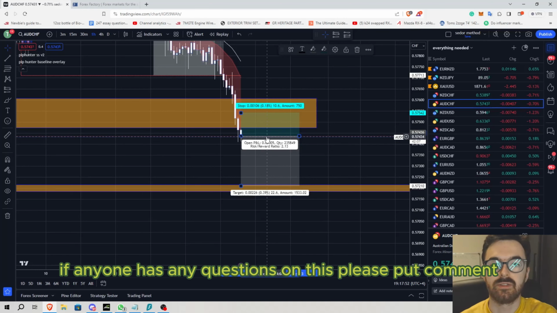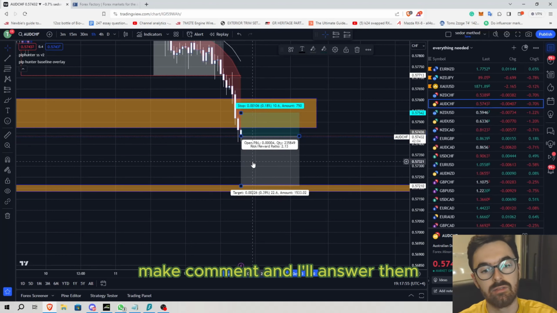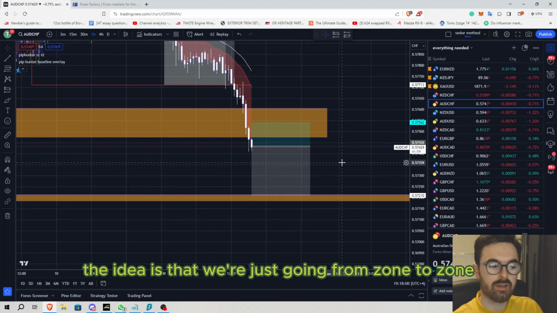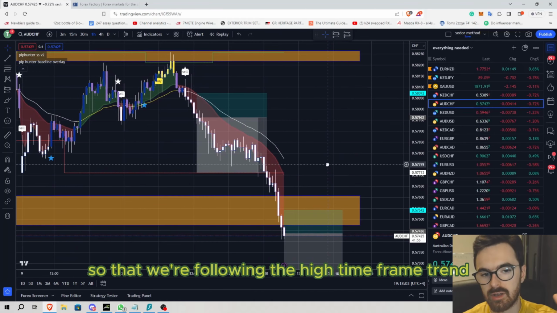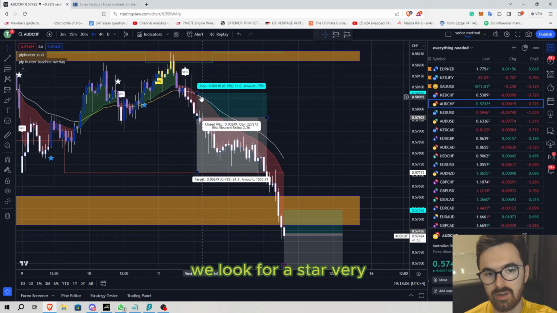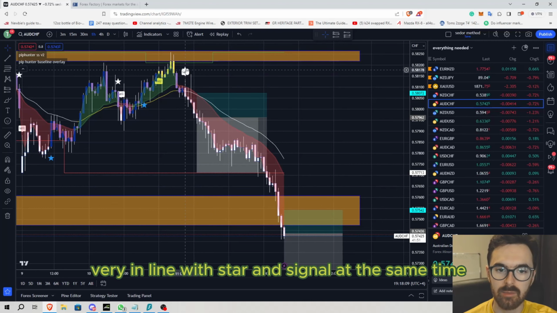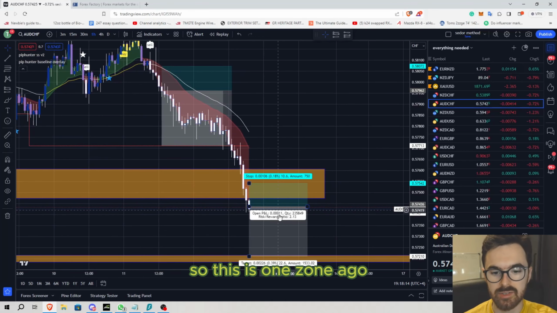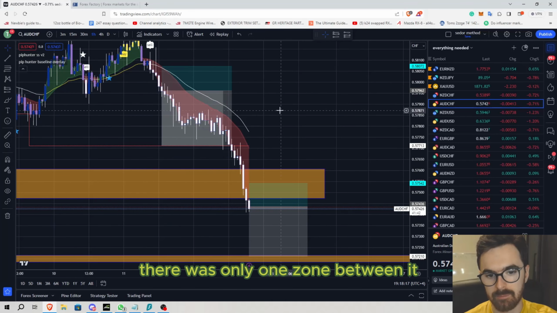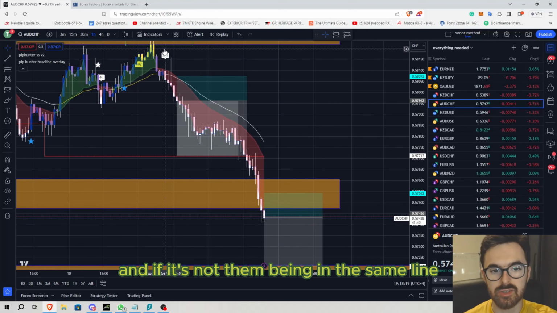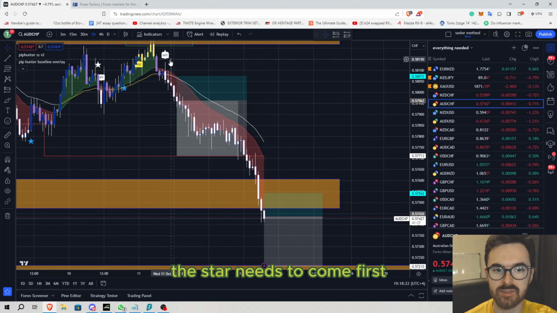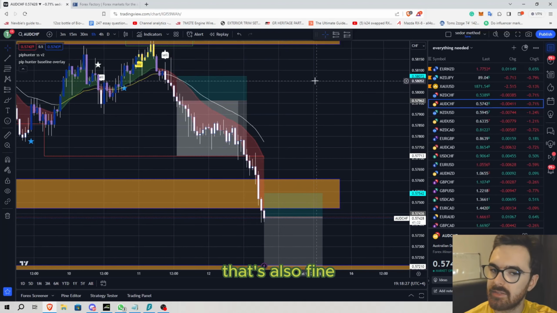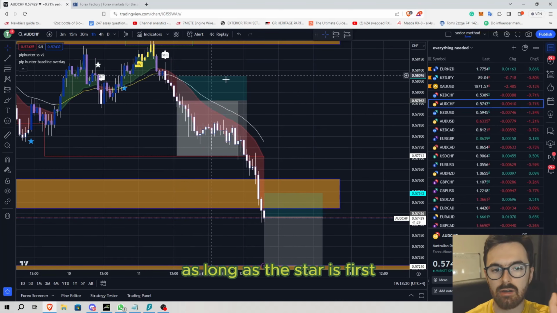If anyone has any questions on this, please make a comment and I'll answer them, and if needed I will make a follow-up video. The idea is that we're just going from zone to zone using the rule set, so that we're following the high time frame trend. We look for a star. They're either in line where it's star and signal at the same time. They can only be one zone ago. So this is one zone ago. There was only one zone between it. And if it's not them being in the same line, the star needs to come first. In this case, both come together, so it's fine. If the label came here, that's also fine, as long as the star is first.